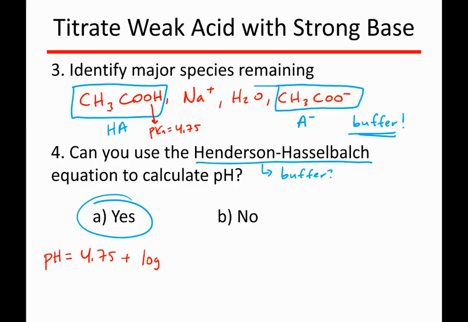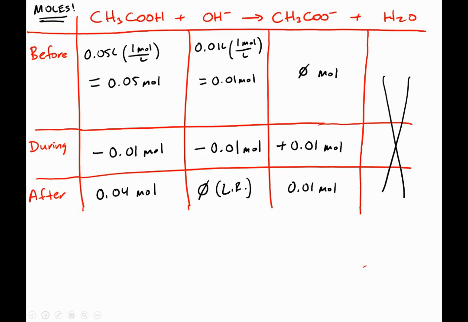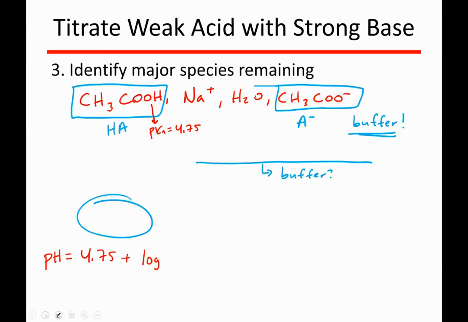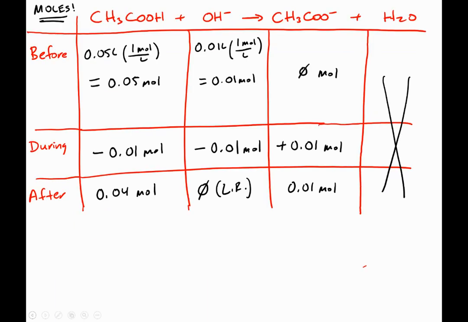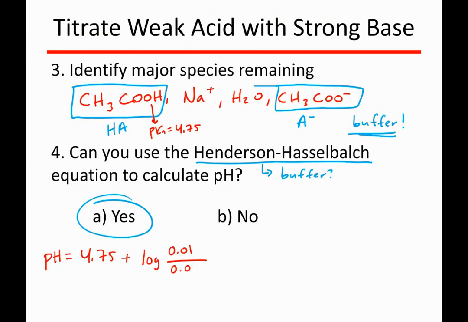A minus is the acetate ion. And remember that you can use either moles or molarity here. For the acetate ion, we have 0.01 moles from the before, during, and after table. Over the weak acid, and so for the acetic acid, we have 0.04 moles of that, so we'll put that number into the Henderson-Hasselbalch equation. When you plug all of this into your calculator, what you end up getting is that the pH of this solution comes out to be 4.15. And there you have it.